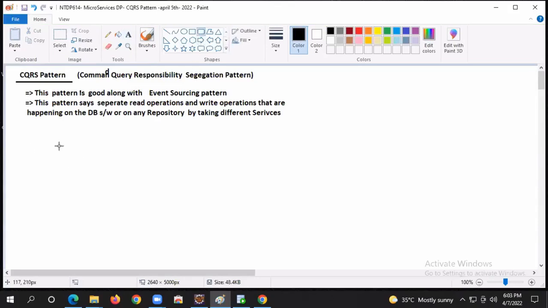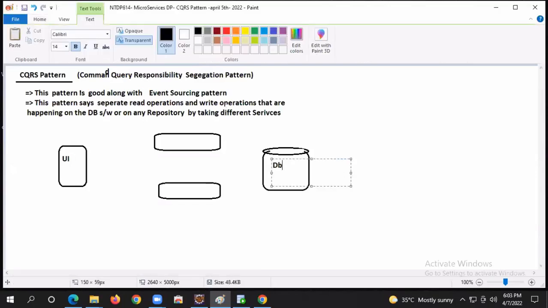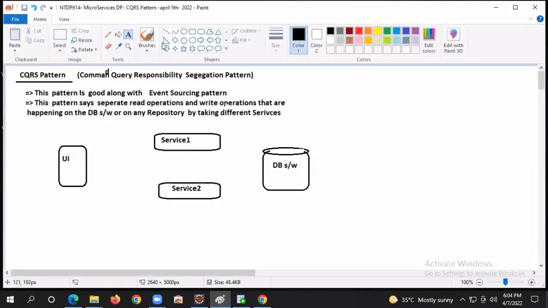Let us see. This is my UI, guys. Take one service separately for read operation, another service separately for write operation. Yes, this is my database software. Here is my service 1, here is my service 2. This service we are using for read operation, and this service we are using for write operations.